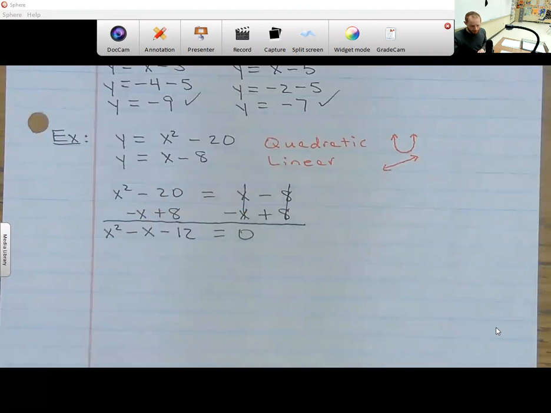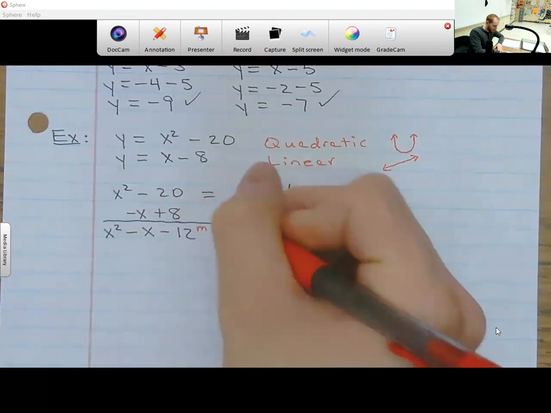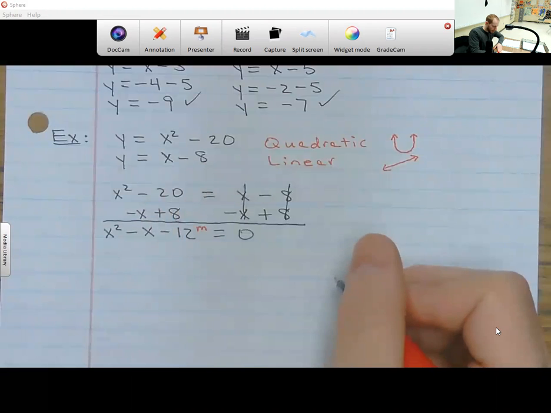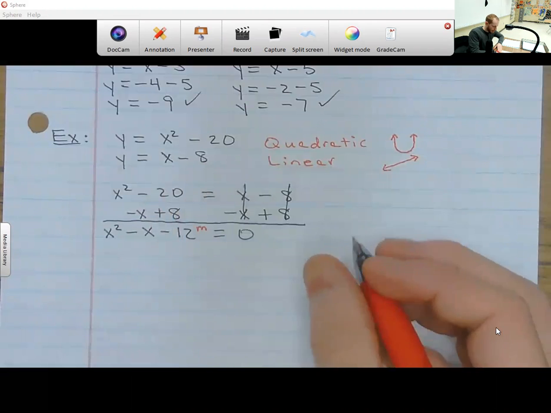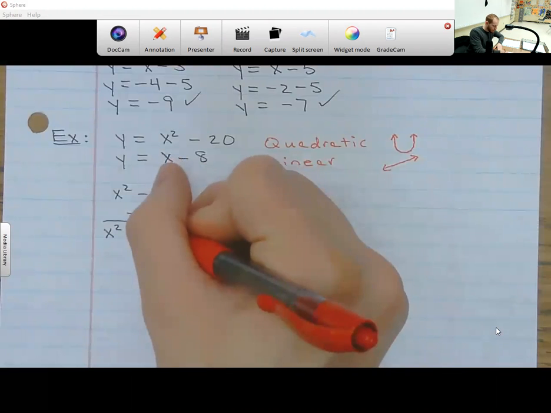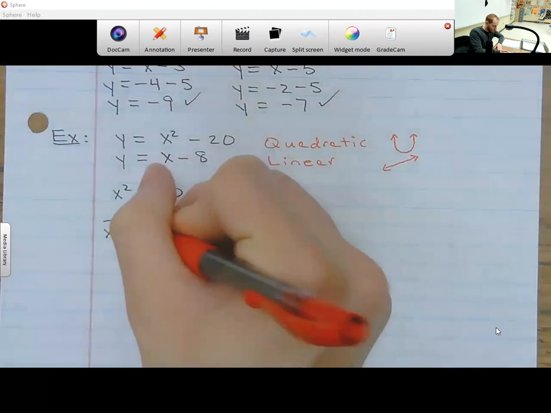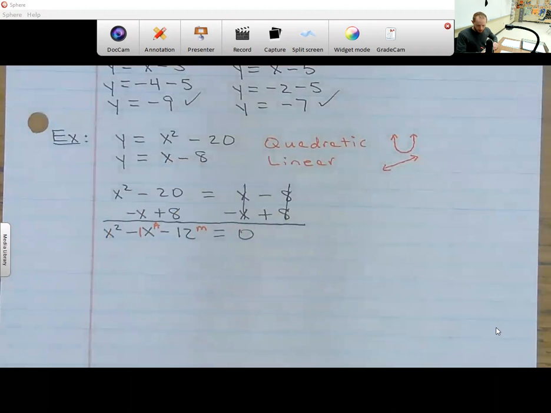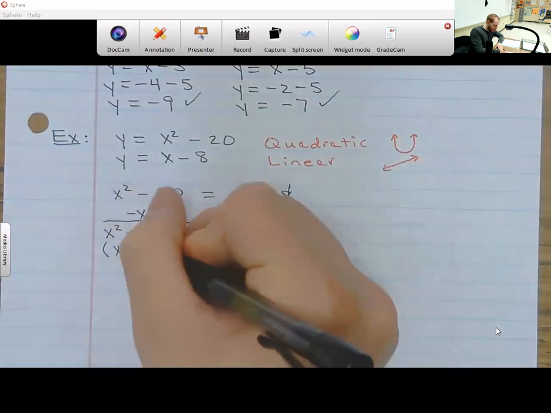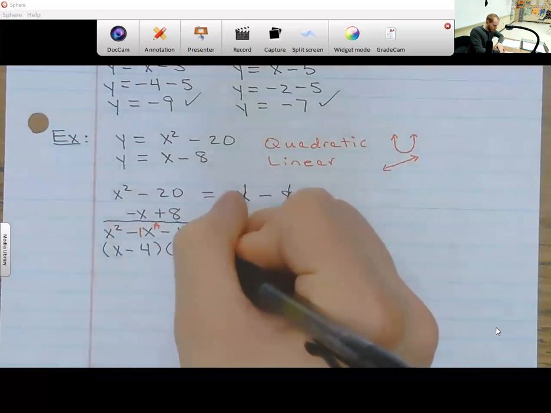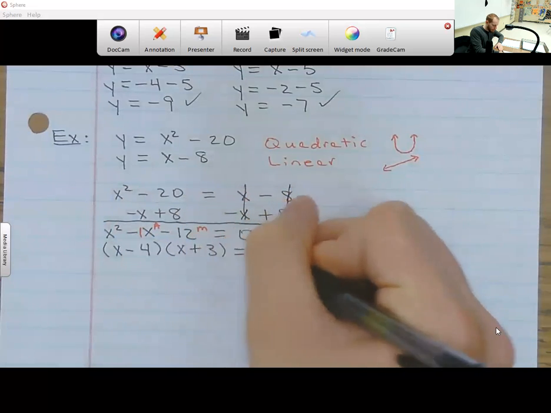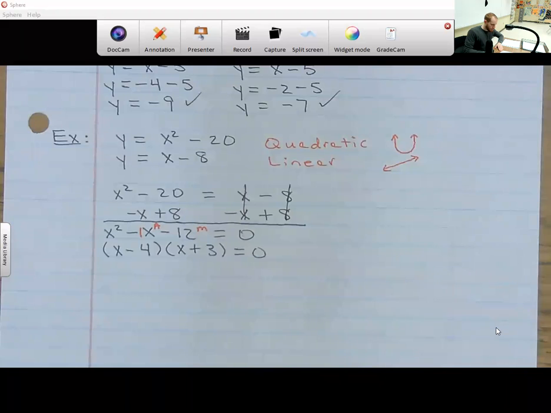All right, so now I have something that I could possibly factor. What I want to do is multiply to this negative 12, so we're multiplying to negative 12, but we're adding up to negative 1. All right, so what two numbers can do that? 4 and 3, right? But the 4 has to be negative. So x minus 4 and x plus 3. Yep, I think that's right.